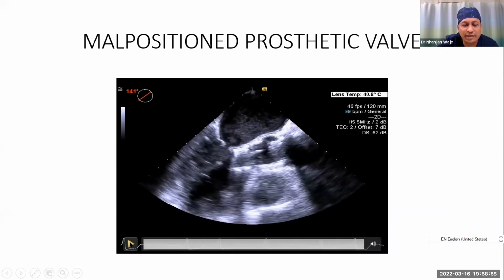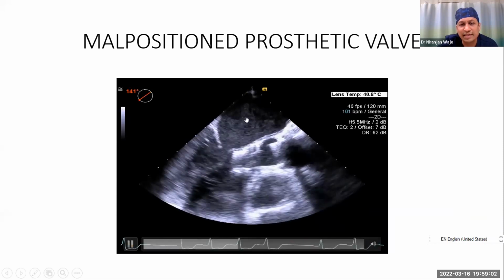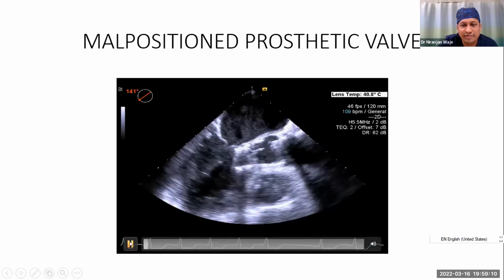So you can see here what's happened. This is a mid-esophageal long axis view. This is LA, LV. This is the mitral valve. This is the aortic valve here, and the aorta. This is a prosthetic valve here. This is a Perceval sutureless valve which was put.